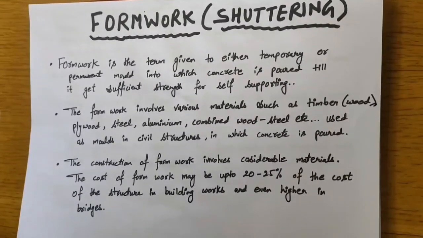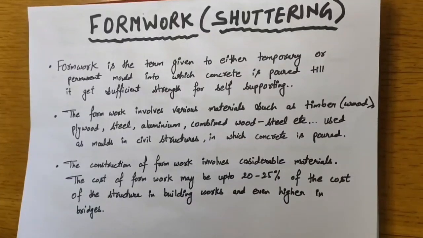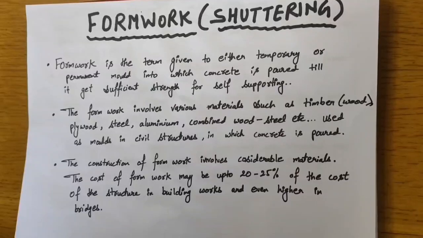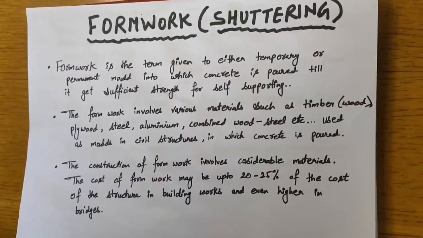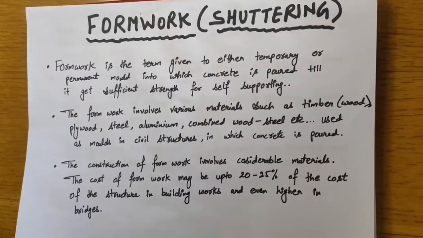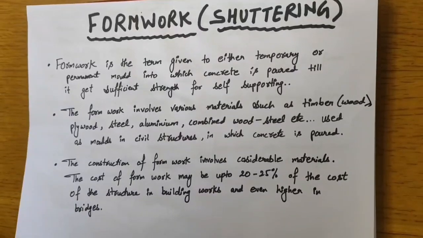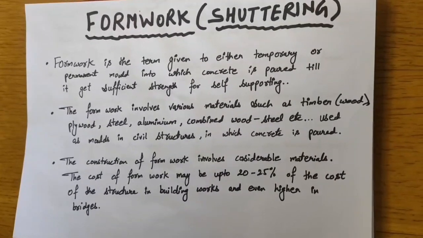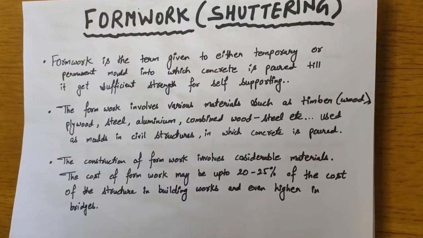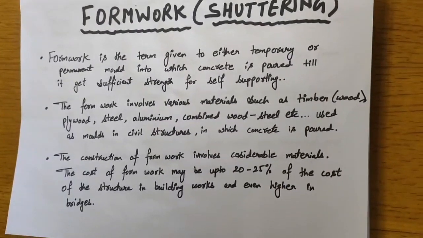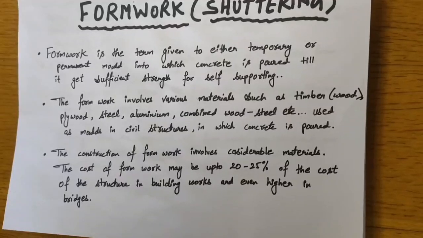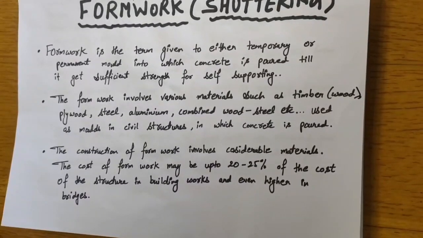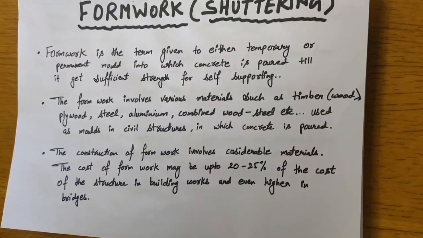The formwork involves various materials such as timber, which is just wood, plywood, steel, aluminium, etc. There are other types of formwork as well, which are used as mold in civil structures in which we pour the concrete. The construction of formwork involves considerable materials. The cost of the formwork may be up to 20 to 25% of the cost of the structure in building works, and even higher in bridges.